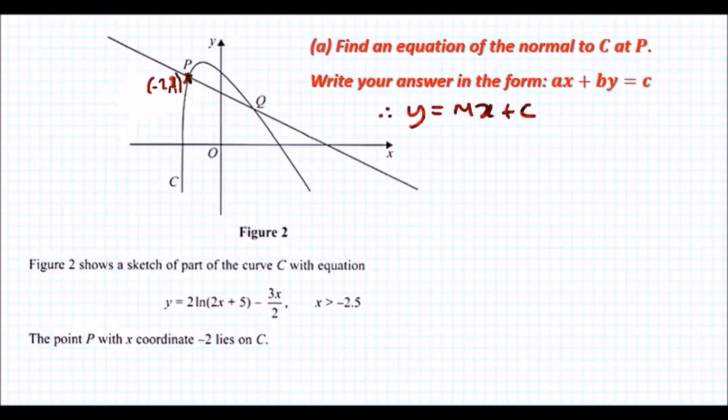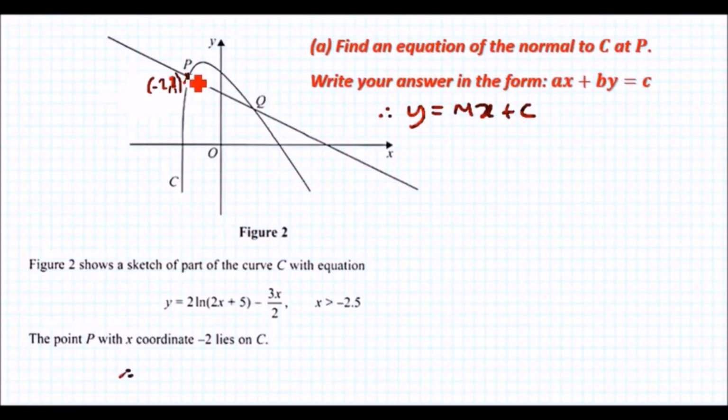Next, all we need is the perpendicular gradient. So what is the equation of normal at this point? We know the x coordinate is -2, so I think it's best to find the value of y. To find the value of y, all we do is plug the x value into this equation here.